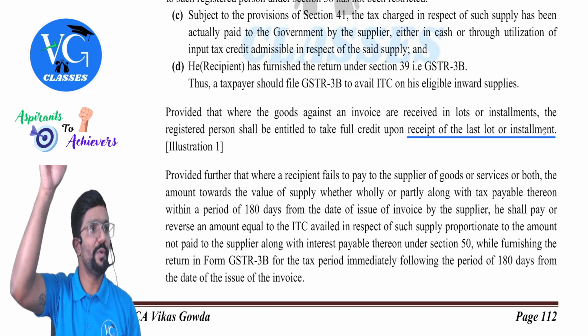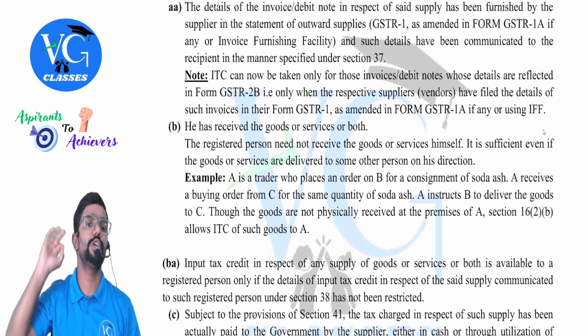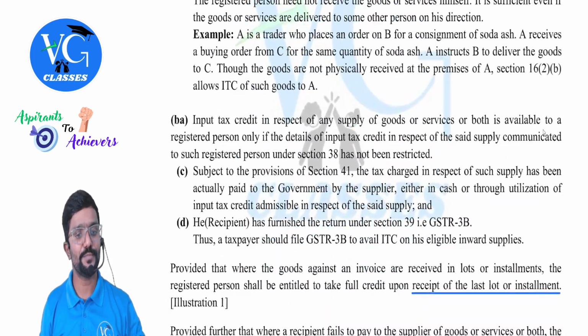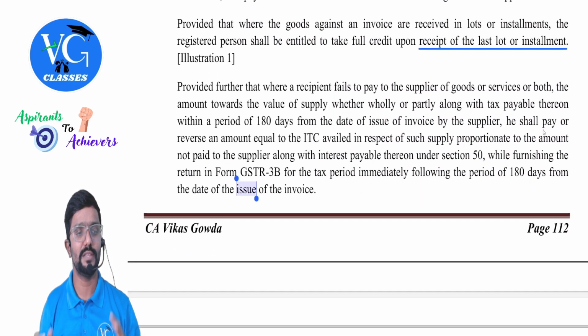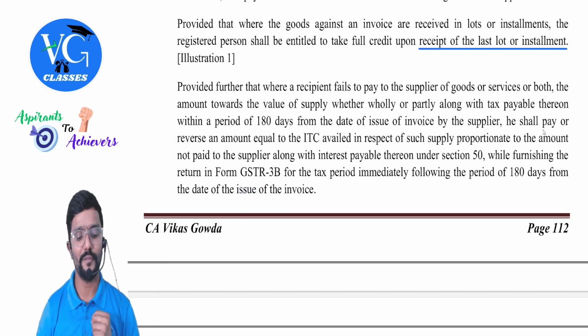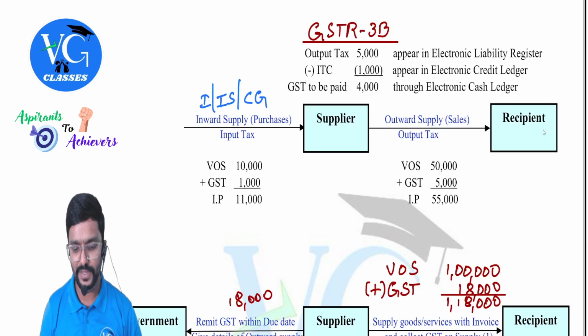Okay, sir. Hope you understood. We understood all the clauses of what? Section 16, subsection 2, and it has various provisos. First proviso we already covered, that is when the goods are received in lots or installments. We have one more proviso here. What is this proviso telling? Guys, please pay attention. I will try to explain with this example only.